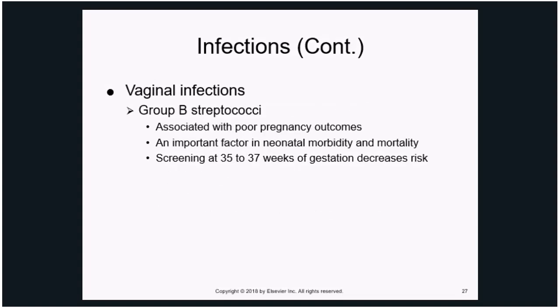Group B streptococci or GBS is associated with poor pregnancy outcomes, an important factor in neonatal morbidity and mortality, and screening is done between 35 and 37 weeks of gestation. If a patient is GBS positive, she will receive antibiotics, a loading dose with 1 to 2 other doses prior to delivering the baby, and she is considered treated.